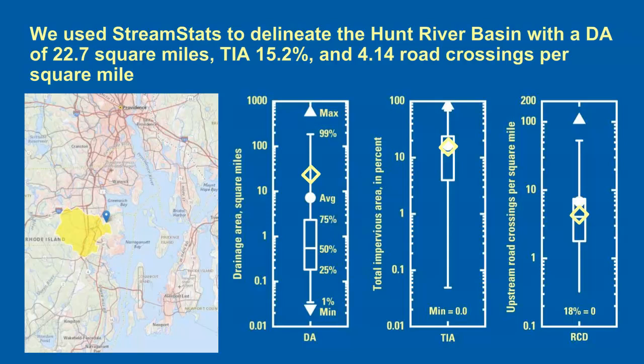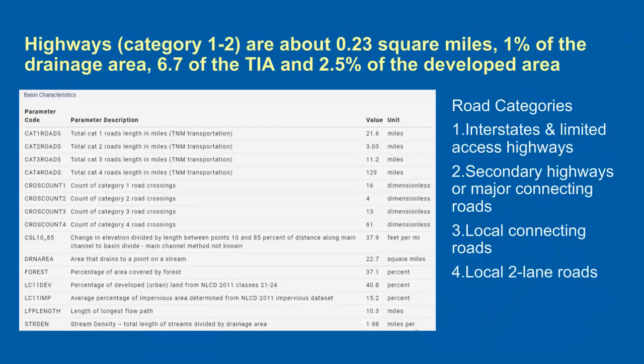StreamStats indicates that the percentage of developed urban land from NLCD 2011, which is not shown on a graph, is about 41%. In this example analysis, we used basin properties, which are shown on the table on the left, to estimate the contributing area for highway and urban runoff loads.